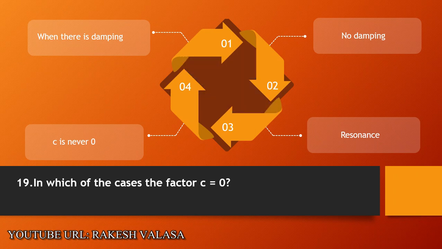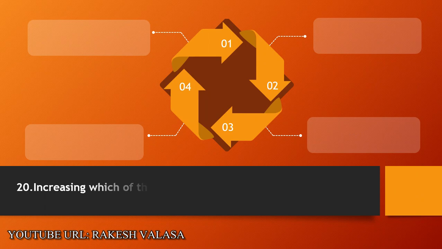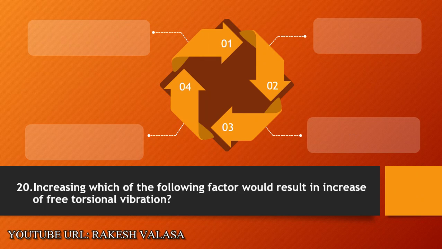The correct answer is option 2, no damping. Question number 20. Increasing which of the following factors would result in an increase of free torsional vibration? Option 1, radius of gyration; option 2, mass moment of inertia; option 3, polar moment of inertia; option 4, length.